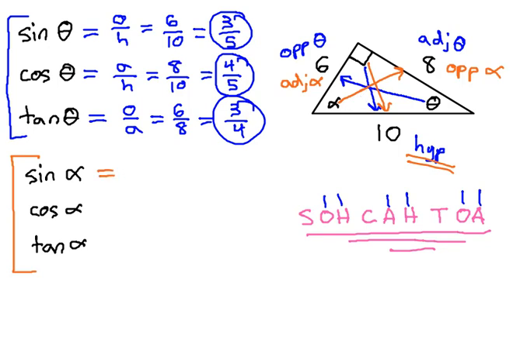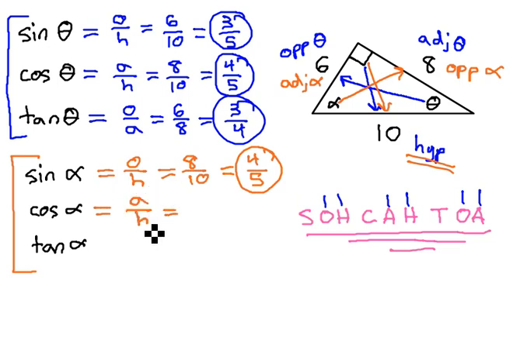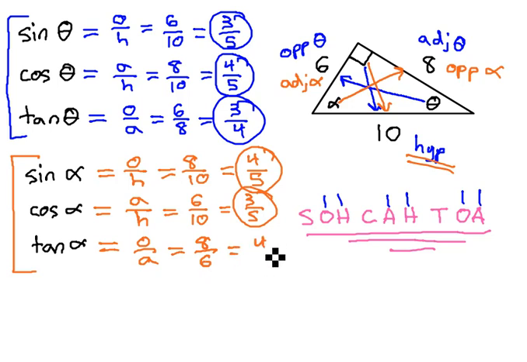So if we want the sine of alpha, sine is opposite over hypotenuse. Opposite from alpha is 8 over the hypotenuse of 10. This becomes 4/5. If we want the cosine of alpha, cosine is adjacent over hypotenuse. And so adjacent to alpha is 6 over the hypotenuse of 10, which reduces to 3/5. Tangent of alpha, tangent is opposite over adjacent. So from alpha, the opposite is 8 and the adjacent is 6, which reduces to 4/3.